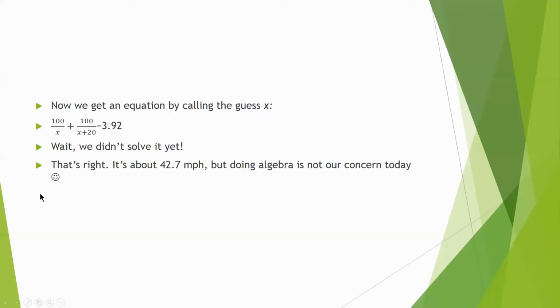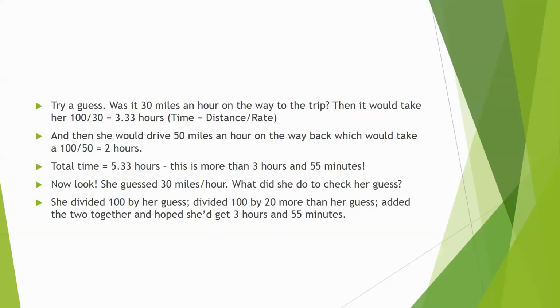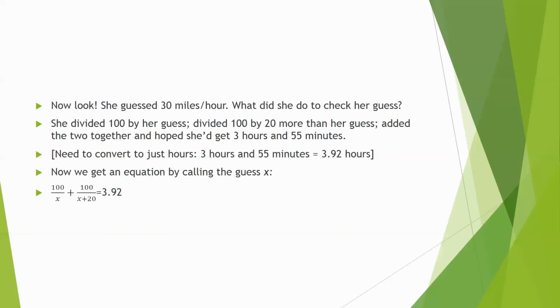We didn't solve it, did we? That's right. Turns out to be about 42.7 miles an hour. And if you would like to do the algebra to convince yourself, go for it. But that's not really what our concern is today. Our concern is how to take a situation, how to take a word problem, and turn it into an algebraic equation when we can't just look at it and see what the equation is. So again, we guess, we look to see what we did to the guess, and by looking at that, we can get an equation.